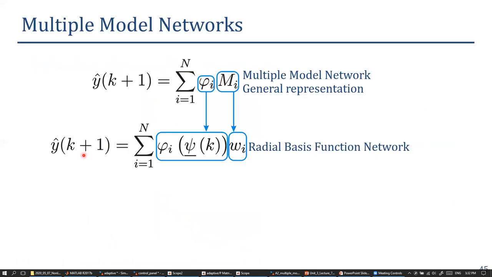So if we now follow the philosophy that I want to present here, what we've looked at was just a general representation of the local model network or multiple model network. Then if we decided that the validity functions are going to be radial basis functions, and if we decided that the models are going to be just simple weights, then we end up with the radial basis function neural network, the one that we were talking about before many times, right?